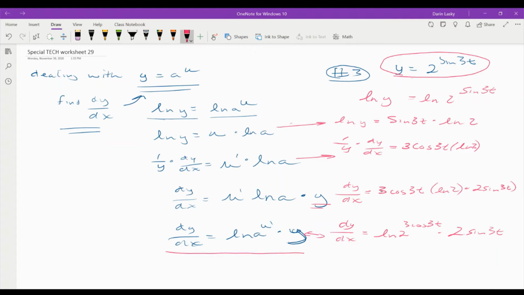So you can either use this formula, natural log of a times u prime times a to the u, and memorize that and know exactly what you're dealing with, or you can learn how to tackle this using this special technique. I would choose to deal with it this way: anytime you see these types of exponents, take the natural log of both sides. It cleans it up a little bit better. But that's what they mean by the special technique on worksheet 29. Good luck, guys.